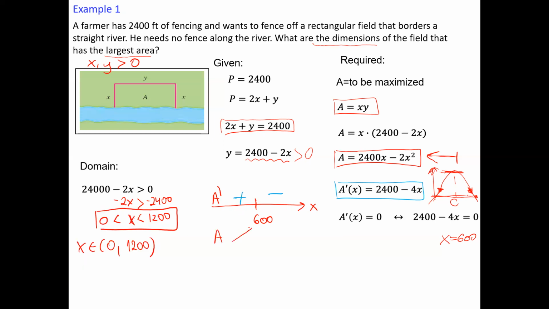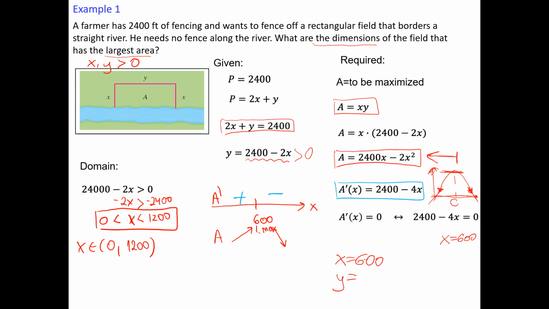The function is increasing, then decreasing, with a local maximum. But we also check based on the end behavior of the function on an open interval. This is the absolute highest point. This is the maximum. That means when x is 600, the area will be maximum, but we also need the dimensions.